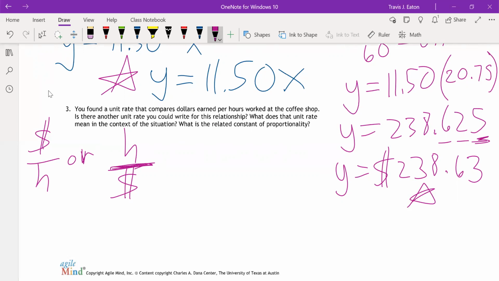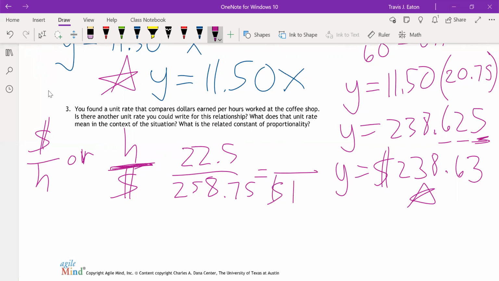Now we already know that she worked 22.5 hours. And during that time, she earned $258.75. But let's turn that into how many hours does she have to work to earn $1, right? $1. How much time would she have to work? Well, remember, we've been doing this, and I think by now you can recognize that all we have to do is perform this division right here.